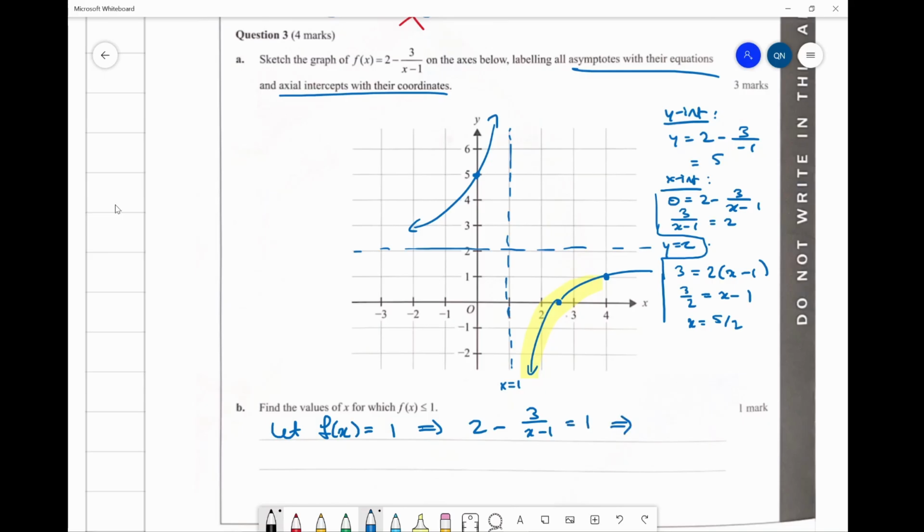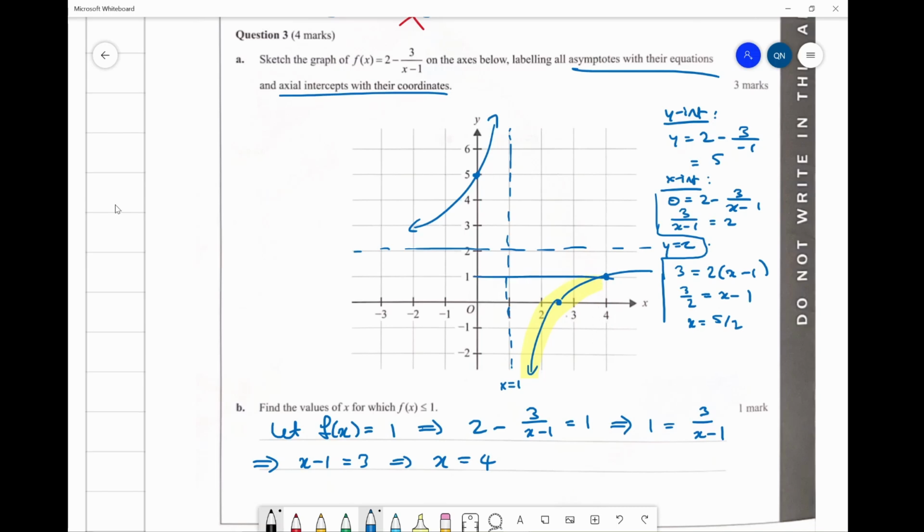So what does that mean over there? Let's bring the 3 over x minus 1 over to the other side and bring this 1 to the left hand side. That gives us 1 is equal to 3 over x minus 1. So that means x minus 1 is equal to 3, which means x equals 4, which is the point we got over here. So when x equals 4, the value of f of x is exactly 1.